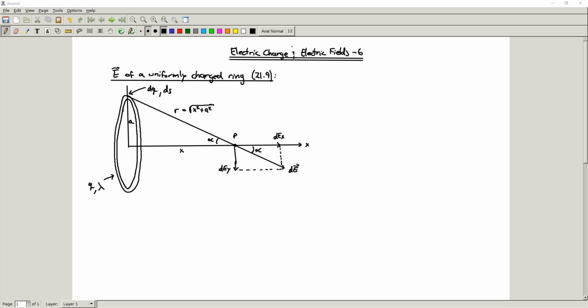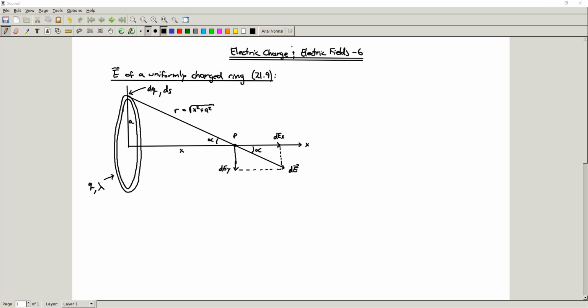Okay, this is going to be our 6th video in our electric charge and electric field series. In the last video, we spent the whole video looking at the electric field outside of a uniformly charged line segment, right? And we took a look at what it would be like very close to that line segment and what it would look like very far from that line segment. In the case of very far, it gave us back our electric field outside of a point charge, and very, very close, we were kind of looking at the electric field outside of an infinitely long line segment, right?